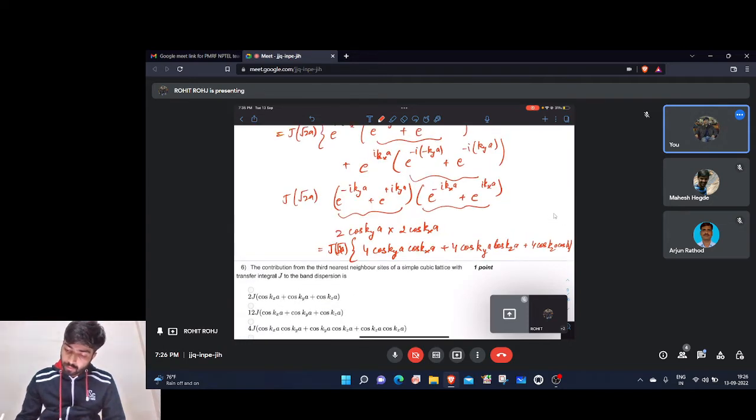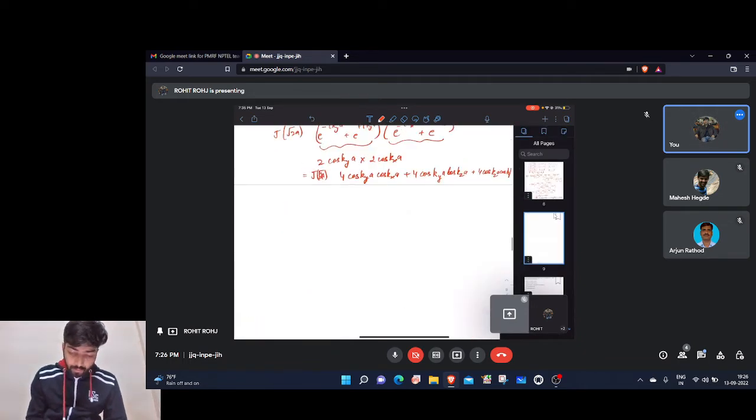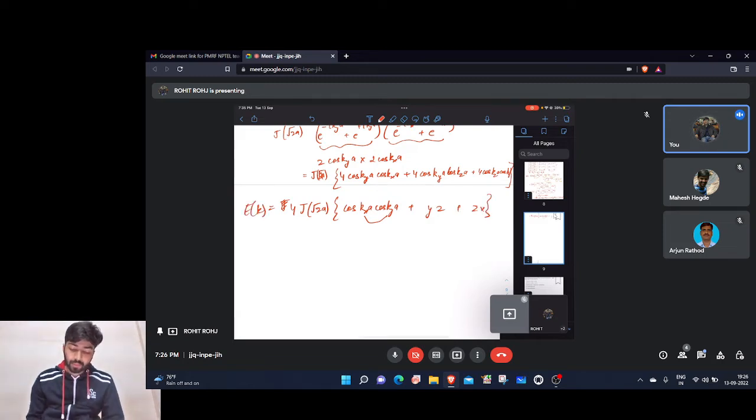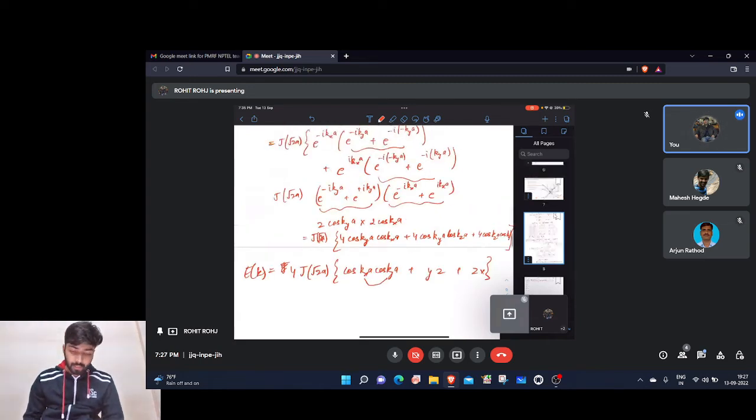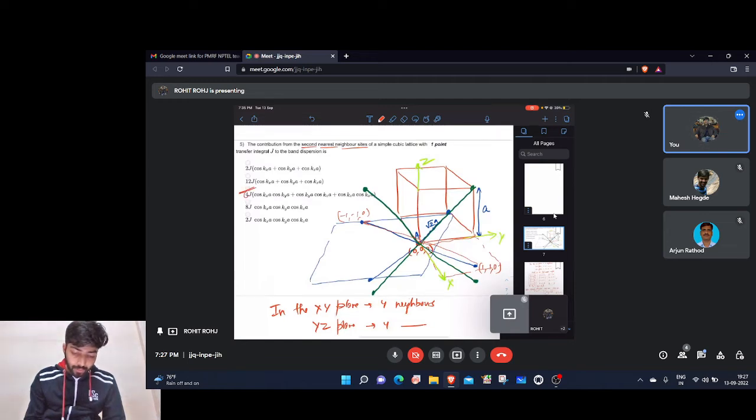Okay, and let me take a separate page, and 4 is a common factor coming out of this big bracket. 4 times J root 2a, we have 3 factors: xy, cos kx a cos ky a. Similarly, now this is xy, we will have yz and zx. So this will become the energy dispersion relation for the second nearest neighbor, and the correct option would be 4 times J. Now since the thing mentioned is transfer integral as J, J of root 2a can be treated as J in this case. 4 times J, xy first component, yz second component, and zx third component. So the correct option would be C.